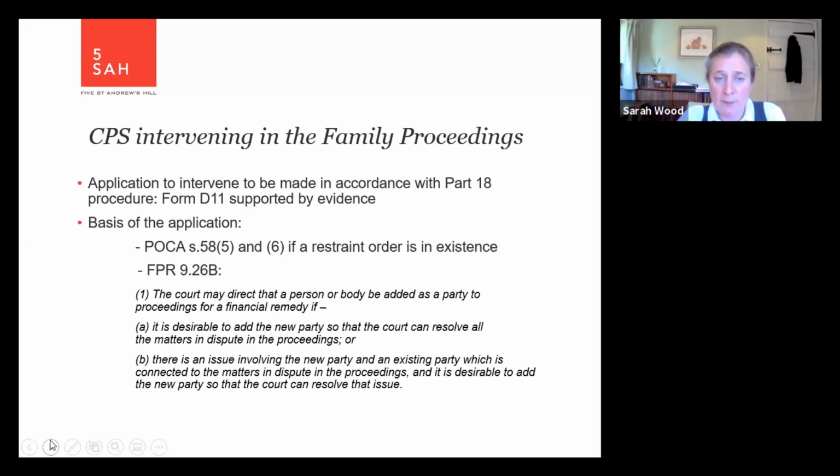The other basis of the application is Family Procedure Rule 9.26B. In summary, that effectively says that where a party may have an interest, or there is an issue involving a third party, that is the rule that is the gateway by which that third party may intervene within the family proceedings. Next slide, please, Tess.